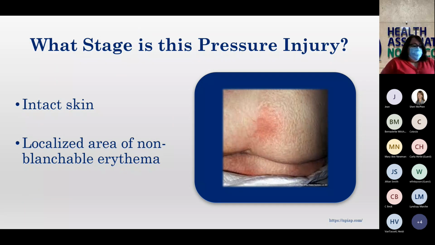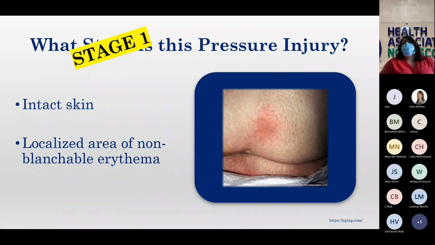Okay, here we have intact skin and a localized area of non-blanchable erythema. What stage is this? Good, stage 1. What do you think the treatment plan might be here? Offloading? Anything else that you're going to incorporate? Diet changes, yeah. Sorry, did you say something? Barrier cream. Yep, yep. The barrier creams.